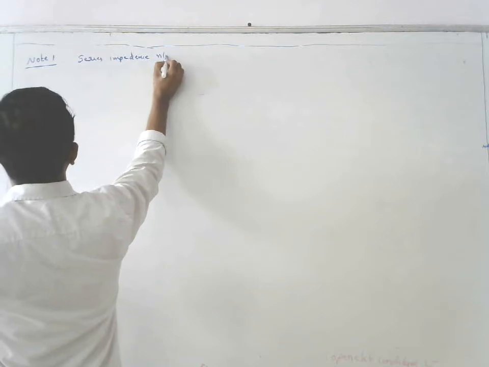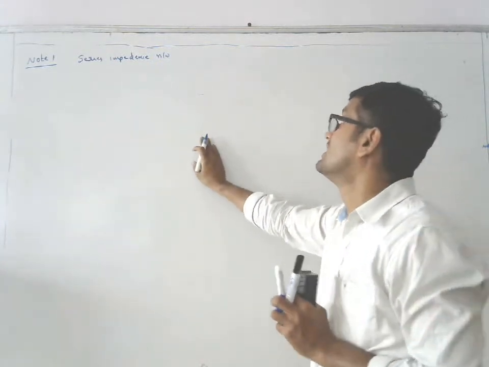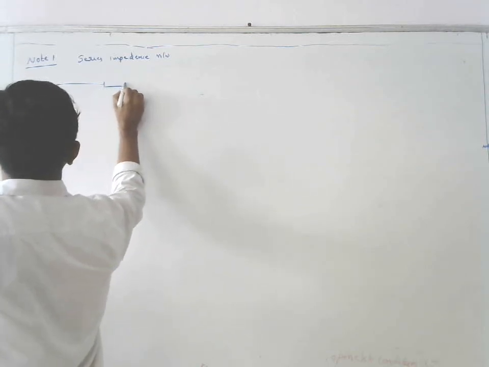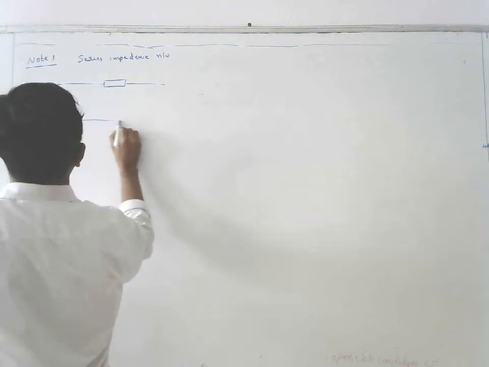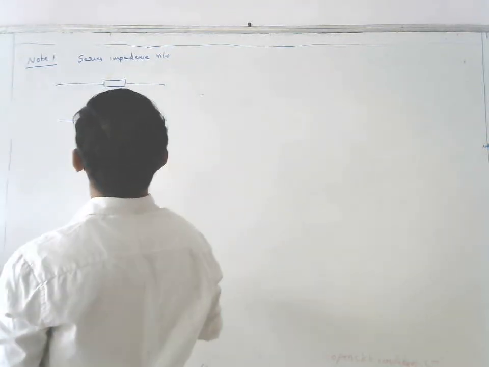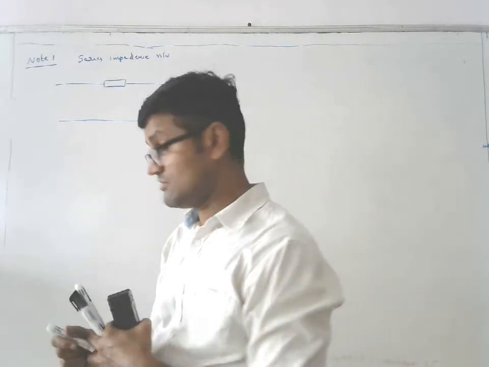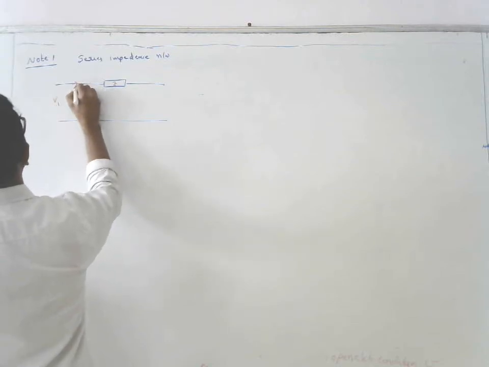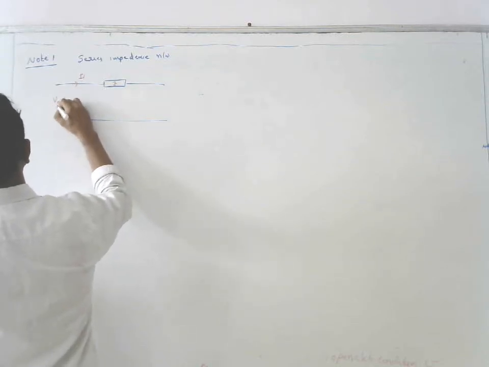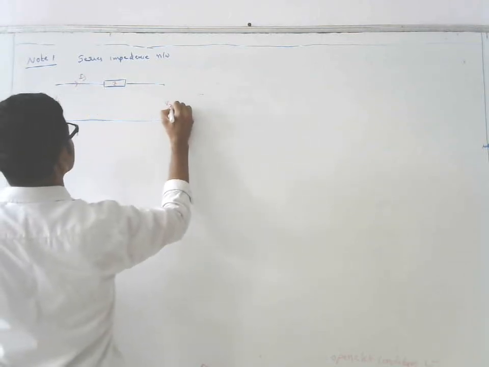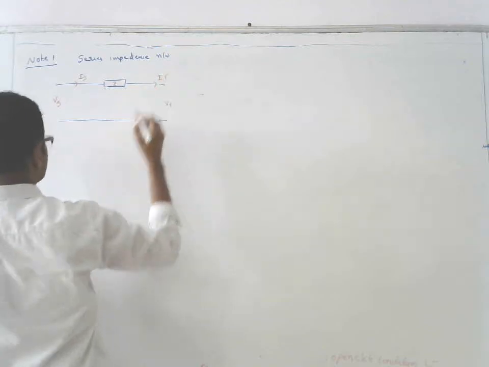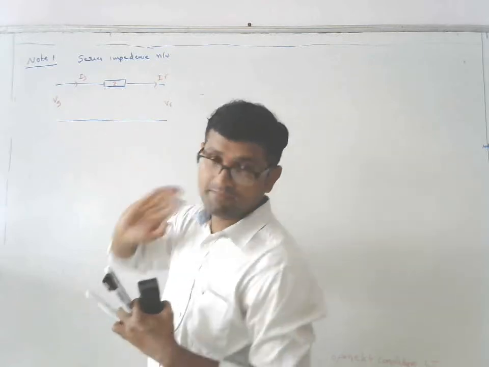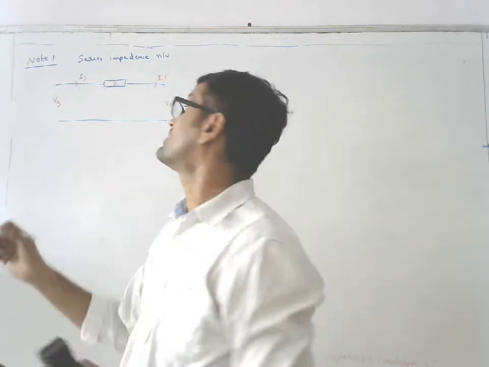Series impedance network will be like this. As a series impedance network transmission, by seeing you can say there is no capacitance, which means it's a short transmission line. So series impedance, as this has a V1, sending end voltage, sending end current, receiving end voltage, receiving end current. Now I have to define ABCD parameters for this series impedance network. For that we use KVL and KCL, without knowing ABCD parameters.